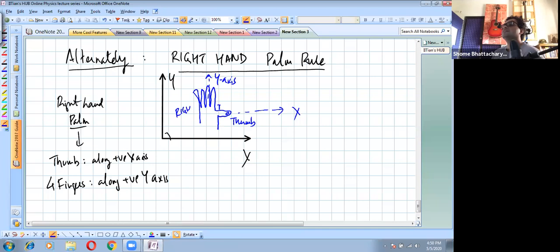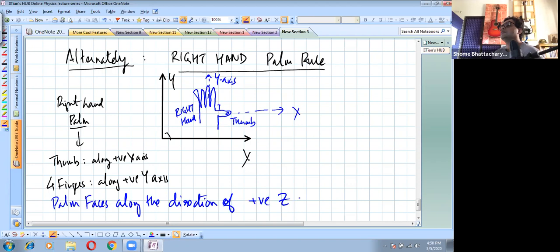Okay, so for lefties, it's a little tricky. You have to remember to forcefully use your right hand. So you place your right hand like this. Now, your palm points. So your palm faces along the direction of positive z-axis. That's how we determine that the direction of z-axis here is coming.